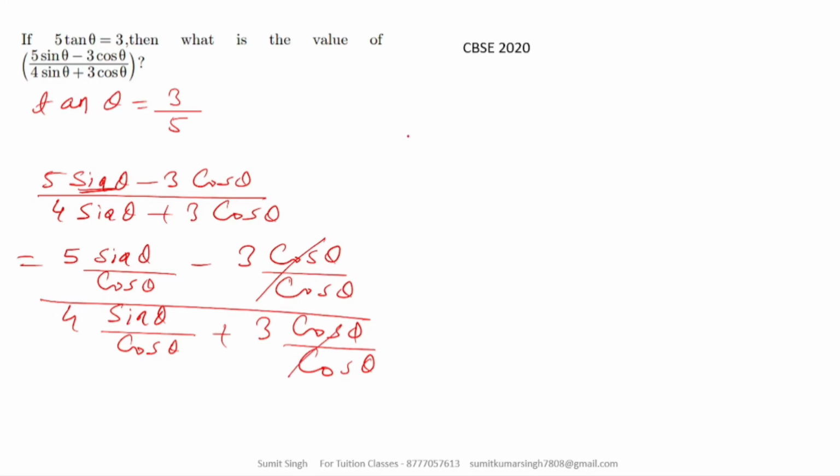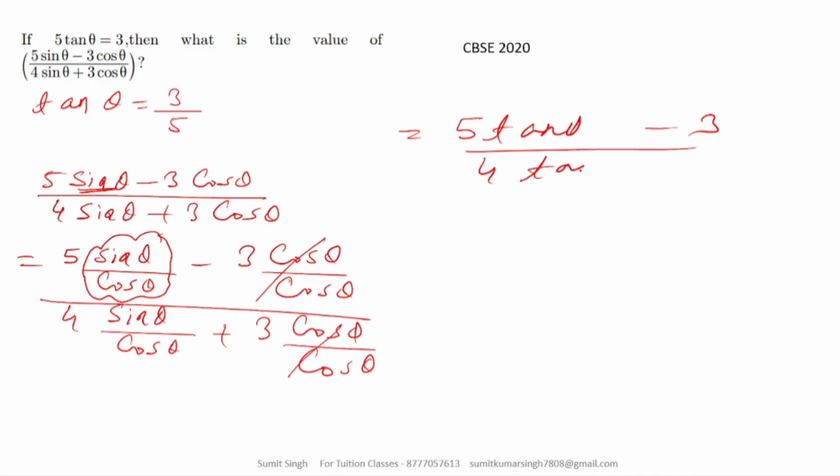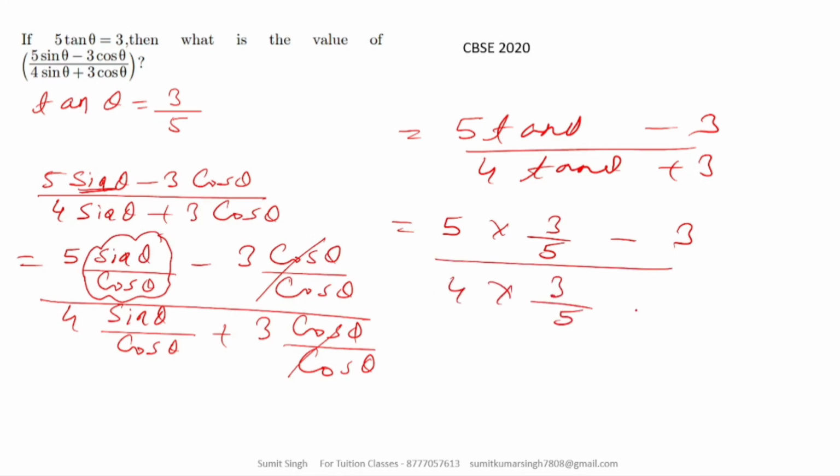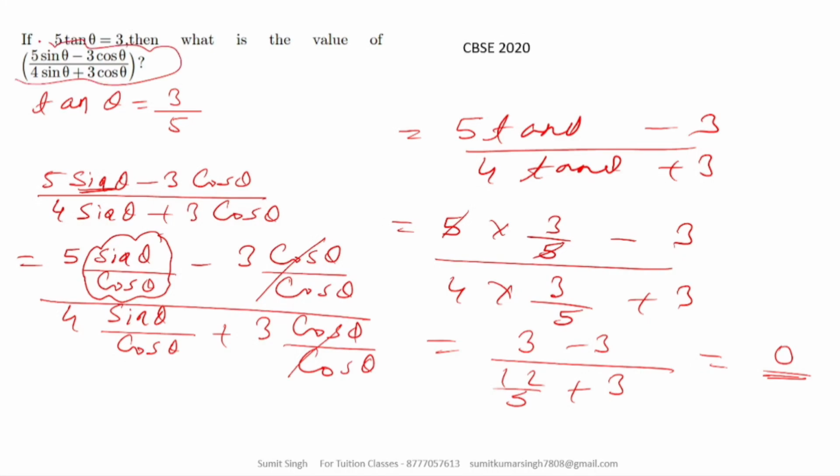So we will have basically sine by cos, this is the formula of tan. So of course it will be equal to (4 tan theta minus 3) divided by (4 tan theta plus 3). Now we will simply substitute the value of tan here. So 4 times 3 by 5 minus 3 divided by 4 times 3 by 5 plus 3. Okay, so from here this 5 and this 5 will cancel out here.